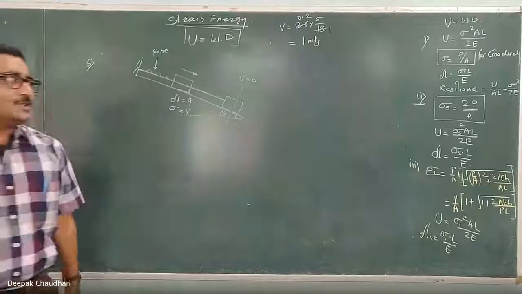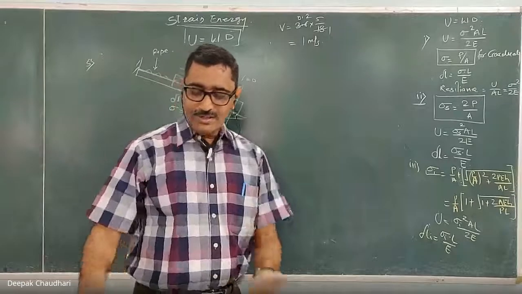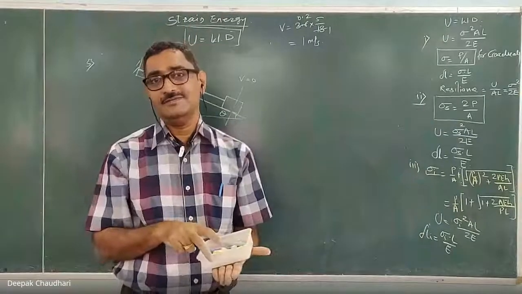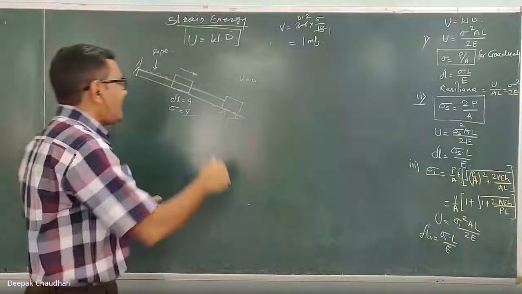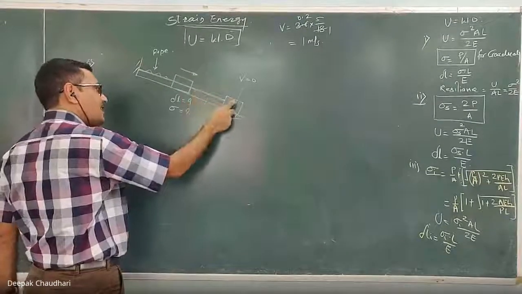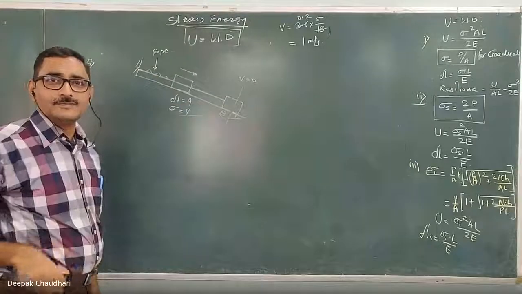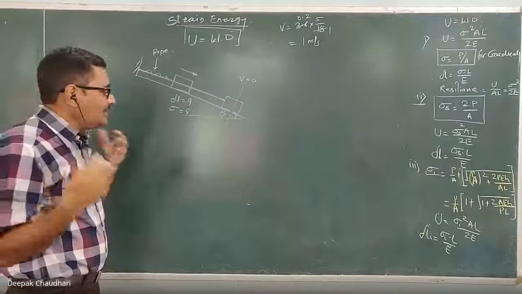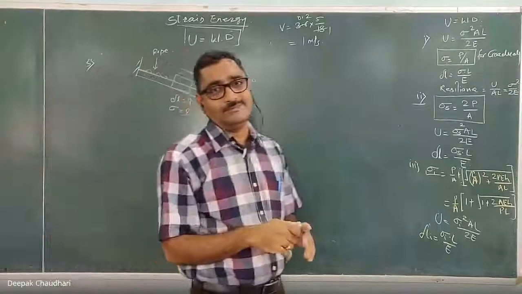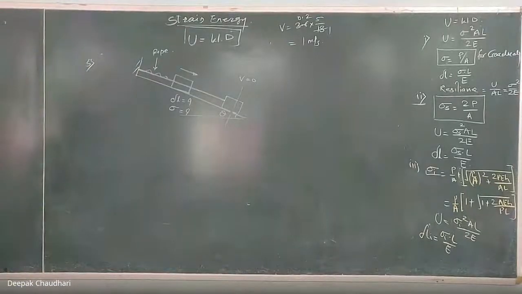Listen, I told you what sudden applied load is. In sudden applied load, the load is applied all of a sudden without any velocity. But in impact load, the load is applied with some velocity. Here this wagon has some velocity and that velocity is suddenly stopped. So it is similar to the impact load and not a sudden applied load.